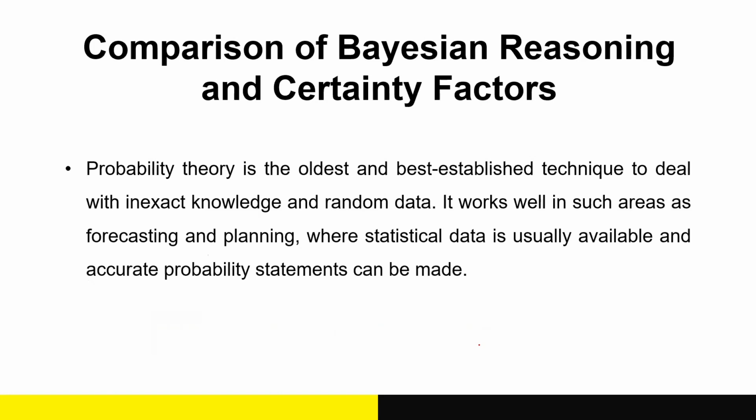Comparison of Bayesian reasoning and certainty factors. Probability theory is the oldest and best established technique to deal with inexact knowledge and random data. It works well in such areas as forecasting and planning, where statistical data is usually available and accurate probability statements can be made.